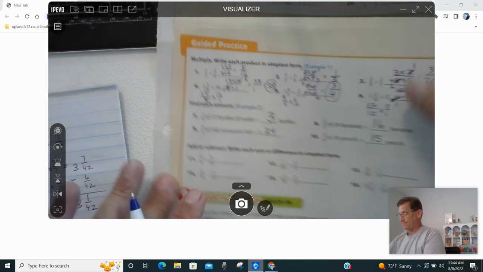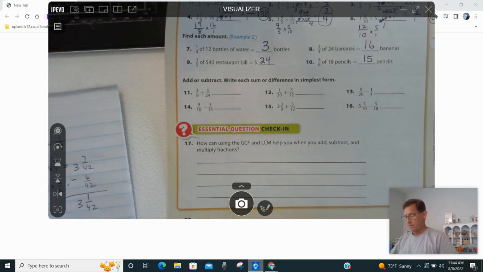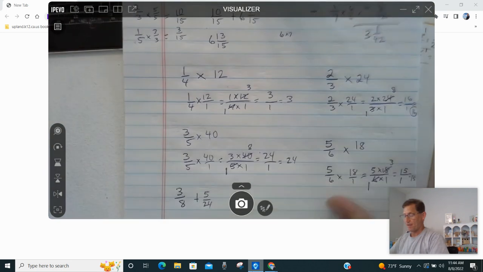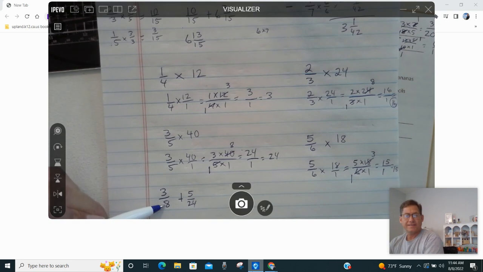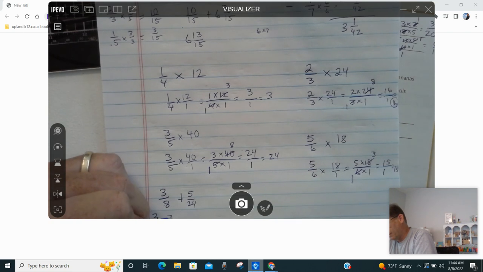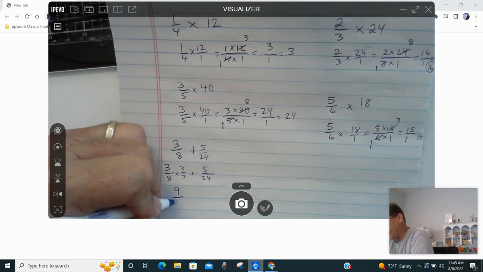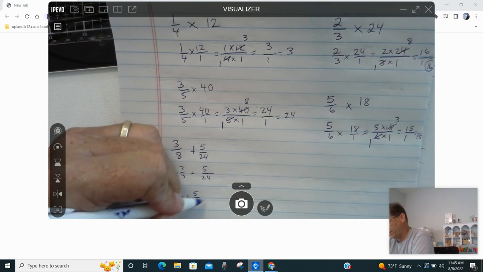All right, number 11. Add or subtract and write each sum or difference in simplest form. All right, so 3/8 plus 5/24. On this one, I'd look at the 8. Can 8 become 24? Sure, by multiplying by 3 over 3, right? So 3/8 times 3 over 3 plus 5/24. So 3 times 3 is 9. 8 times 3 is 24. So 3/8 is the same as 9/24 plus 5/24.